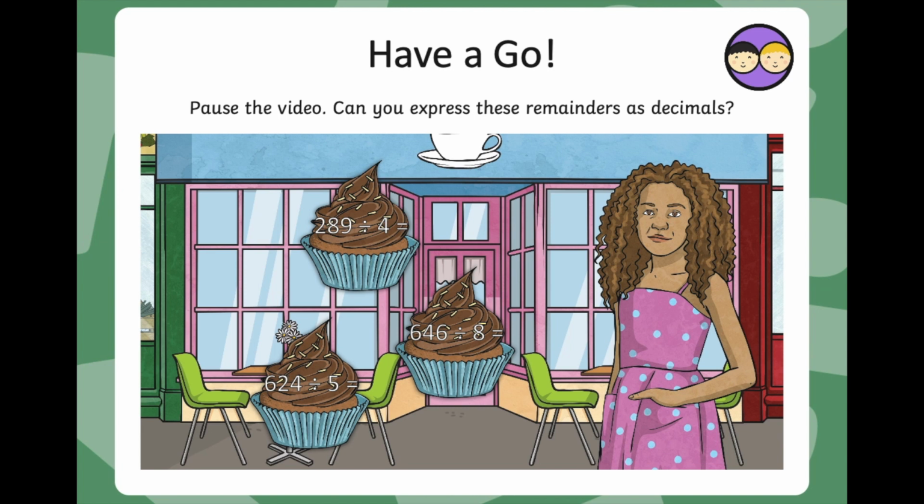How did you get on? Let's have a look. So you should have had 72.25 for the first one, 80.75 for the second one, and 124.8 for the last one. Well done if you got all those correct. So hopefully now you've got a better idea of different ways in which to express remainders, and that will give you a better idea of how to do your maths activities for today.